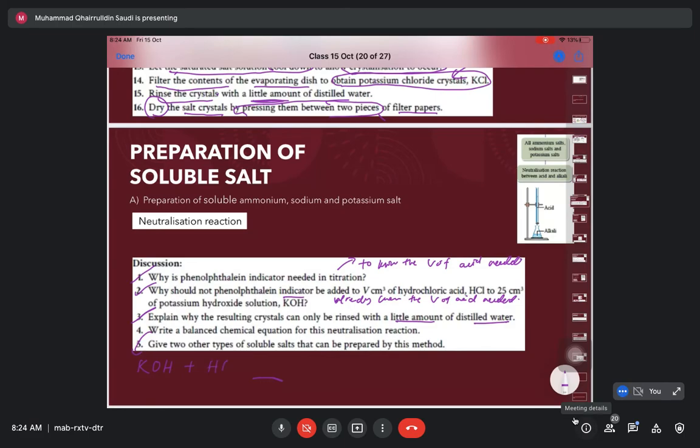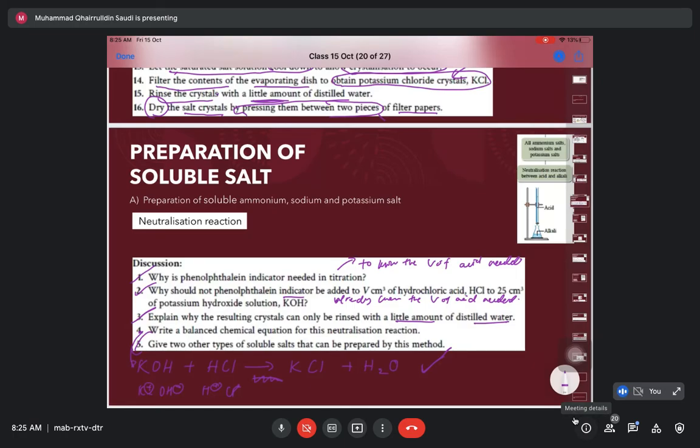Hydrochloric acid. And our salt is potassium chloride. And our byproduct is water. Is this already balanced or not? Yes. Already balanced. Good. Because we know potassium 1, hydroxide 1, hydrogen 1, chloride also 1. So when all the charges are the same, automatically everything is balanced. So this is the balanced chemical equation.